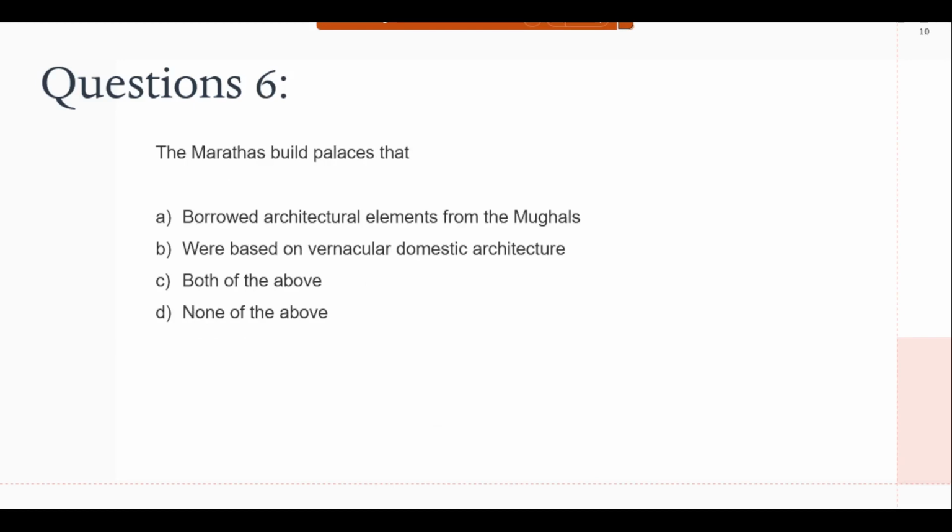The Marathas built palaces that borrowed architectural elements from the Mughals, were based on the vernacular domestic architecture, both of the above or none of the above? None of the above. Means the Maratha palaces didn't borrow architectural elements from the Mughals, right? No sir, and they were neither based on the vernacular domestic architecture. Okay.